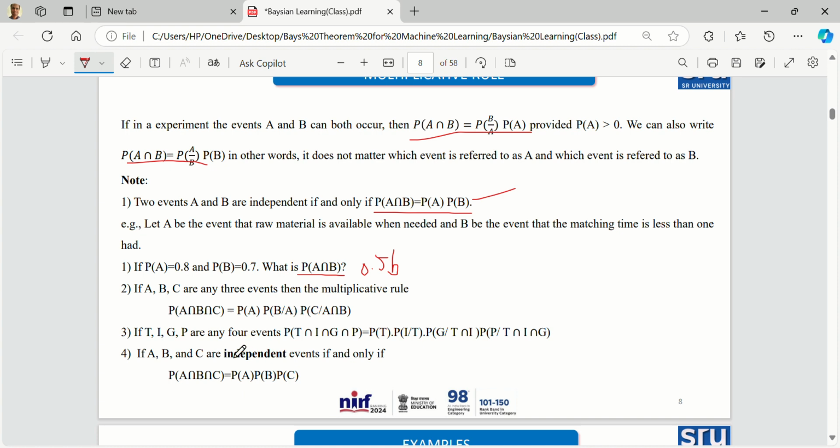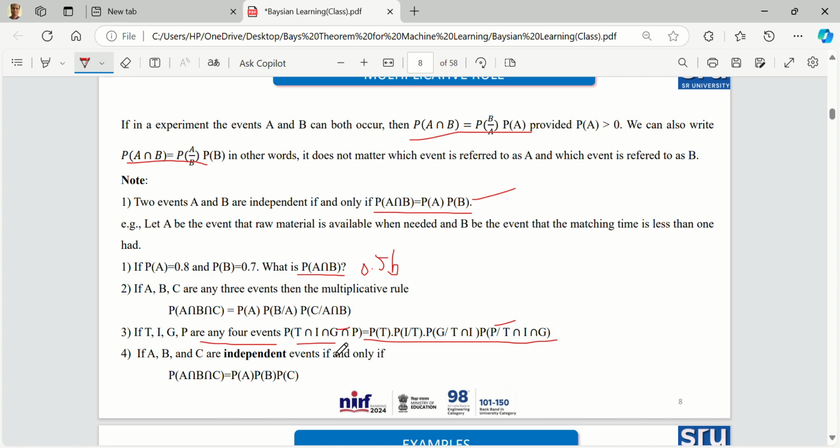Similarly, for four events, the process is this: probability of T intersection I intersection G intersection P is probability of T into probability of I given T, into probability of G given T intersection I, and the last one, probability of P given T intersection I intersection G.